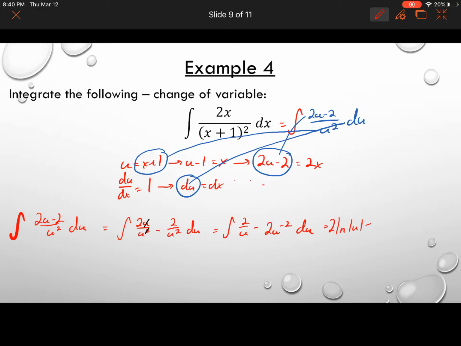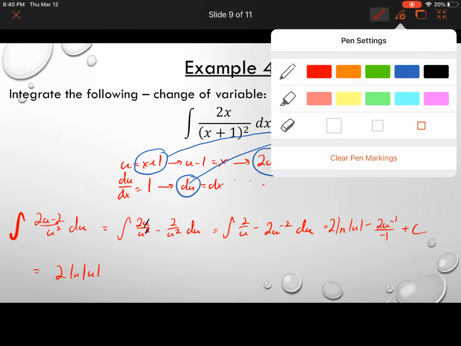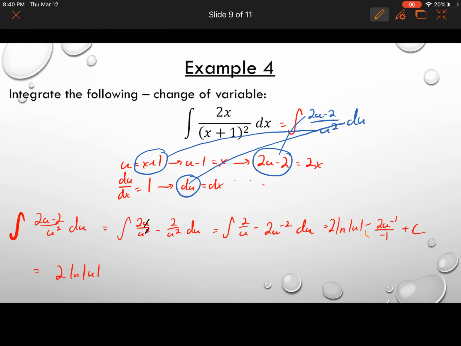And then minus, for this next one, we do have to do the reverse power rule. So we have to add 1 to the exponent. So it becomes 2u to the negative first, and then divide by that new exponent. So divide by negative 1. So plus c. So I'm going to rewrite this as 2 ln of the absolute value of u. We have, let's see, a negative divided by a negative, so that becomes positive. So plus 2u to the negative first plus c.